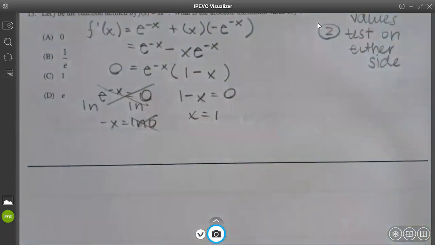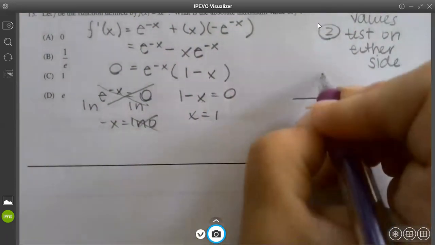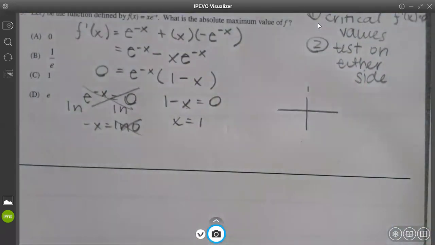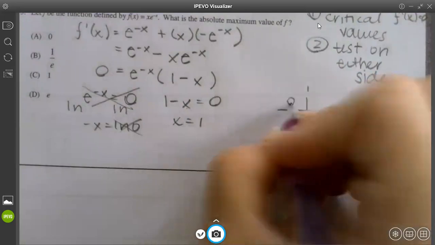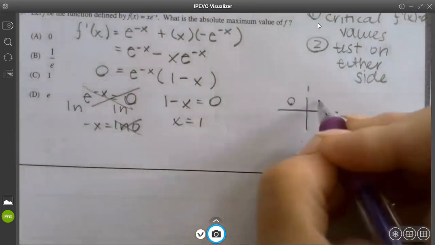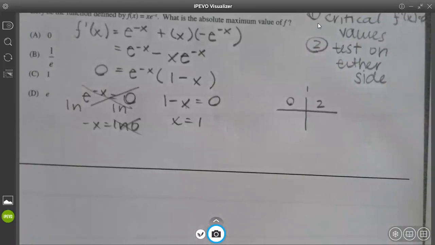X equals 1. So it says find your critical values and test on either side. So we have a 1. Give me a value on the left side of 1. Easier, 0. Give me something over here. 2, 10, doesn't matter. I heard 10. I wrote 2, sorry.